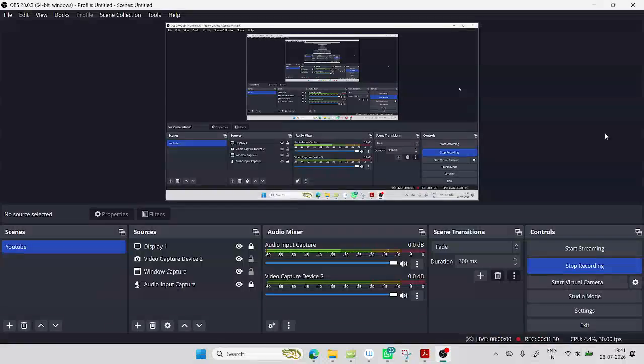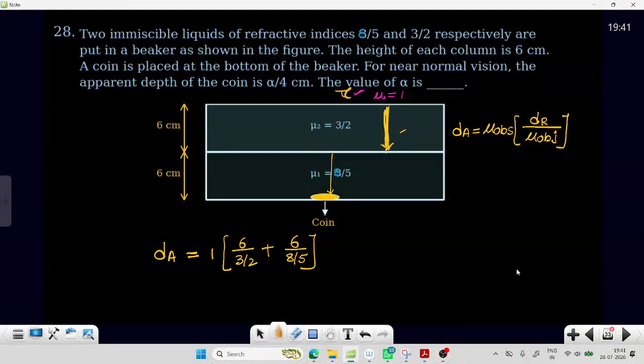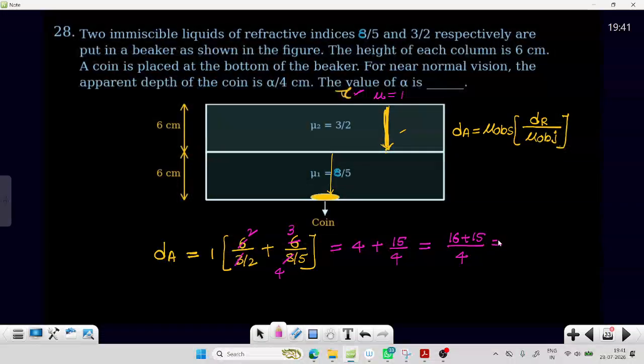How much now? One minute. This value, 3 by 2, now. So this value will come to be 4 plus 15 by 4. So this value is 16 plus 15 by 4. How much is this value? 31/4, sir. 31 by 4.